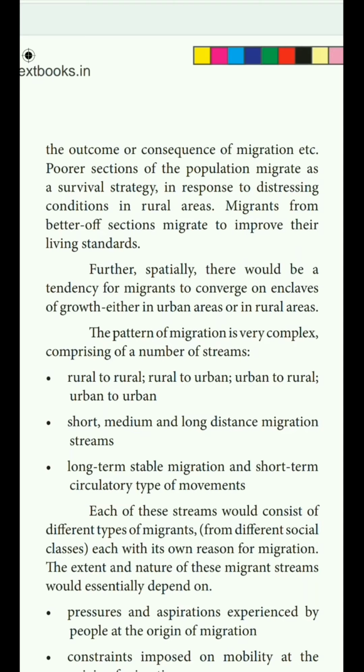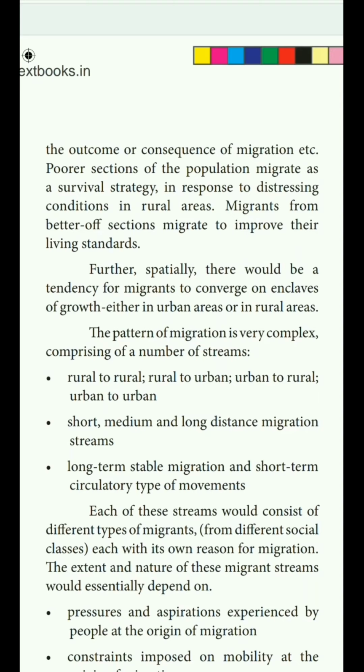Okay. So, next one. The pattern of migration is very complex, comprising a number of streams. There are three streams: rural to rural, short, medium and long-term stable migration. Listen, this is also a very important question.